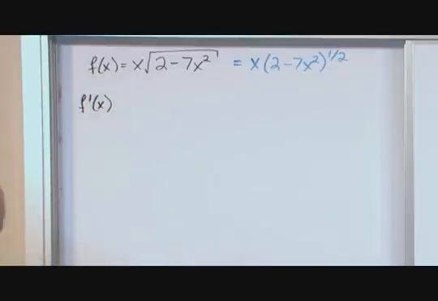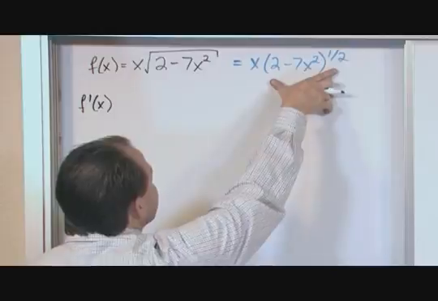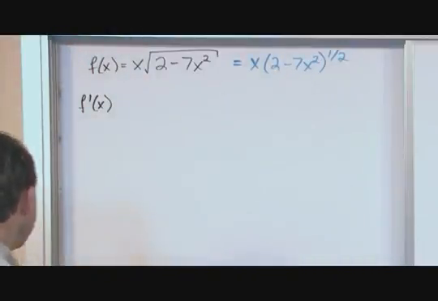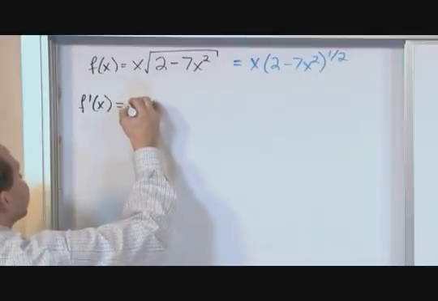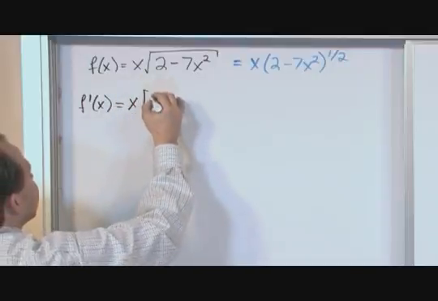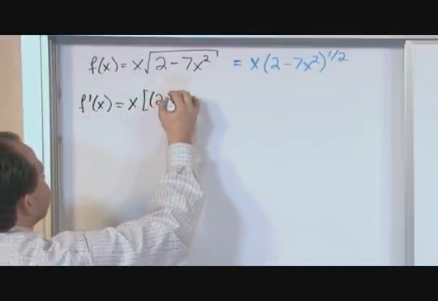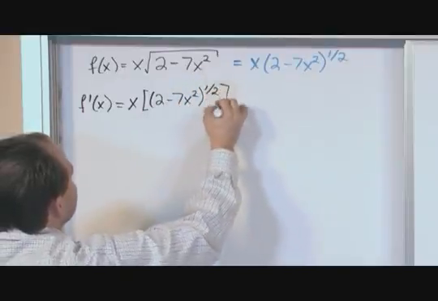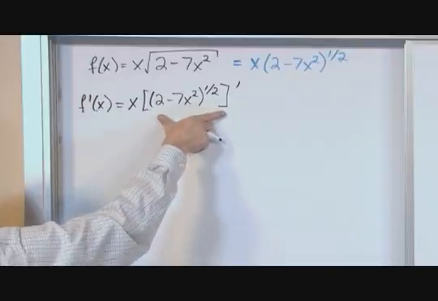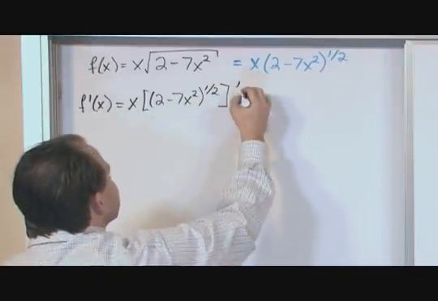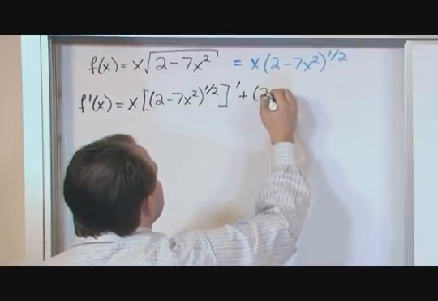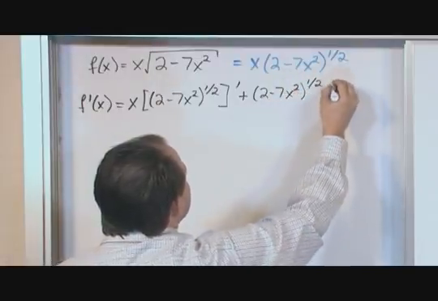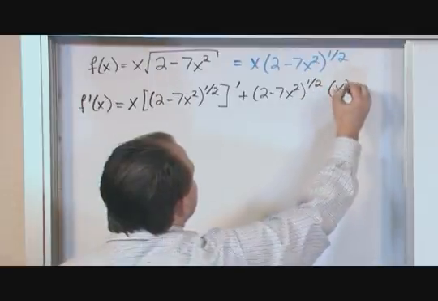So what's the product rule? It's the first function times the derivative of the second function plus the second function times the derivative of the first function. So let's go and do that. It's the first function times the derivative of the second function. So we'll have 2 minus 7x squared raised to the 1/2 power, first, times the derivative of the second function, that's what this means, plus the second function, 2 minus 7x squared raised to the 1/2, times the derivative of the first function over here.